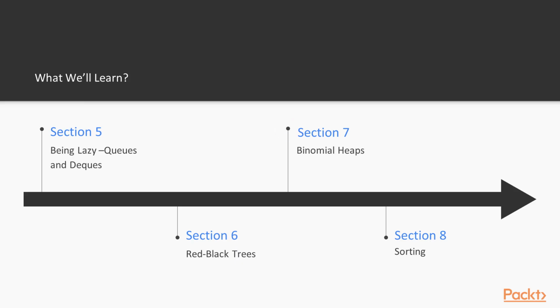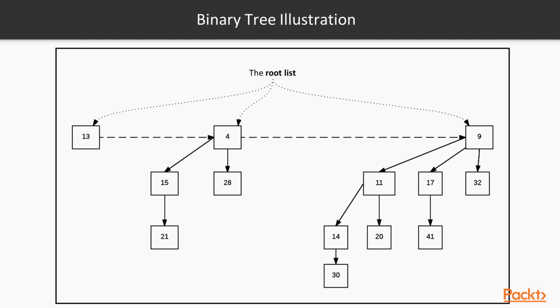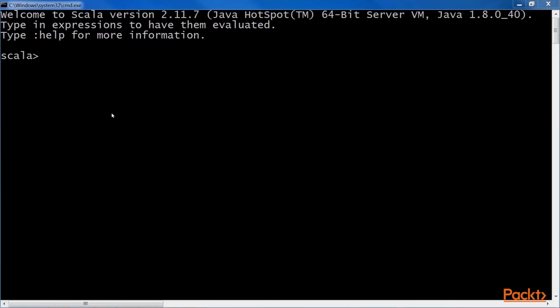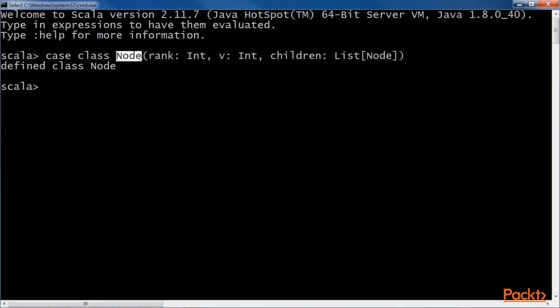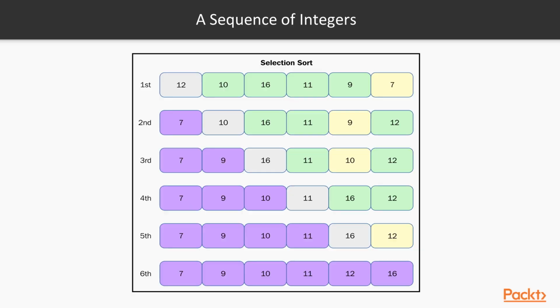After this, we'll dive into binomial heaps, where we'll cover heap implementation, offering very efficient merge operation. We'll implement this data structure in a functional setting. While the last section, sorting, talks about typical functional sorting algorithms.